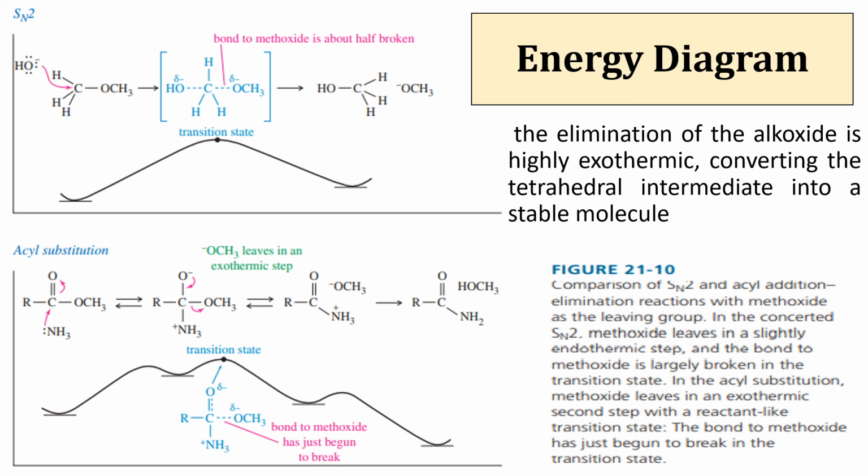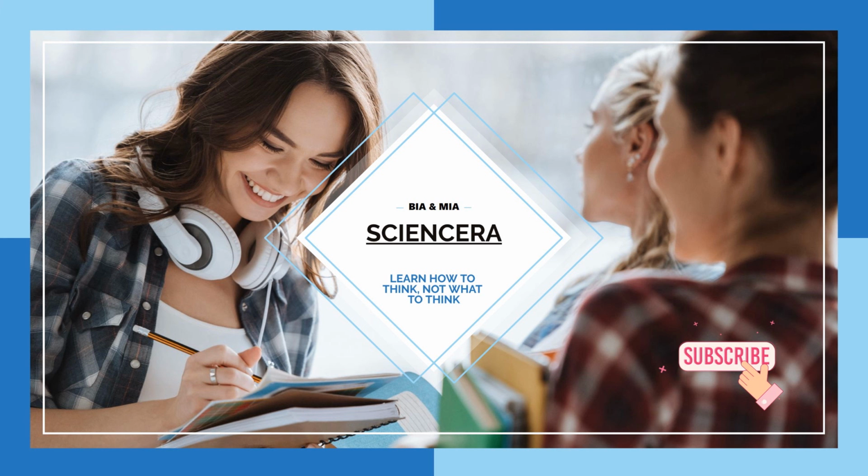Nucleophilic acyl substitution is our first example of a reaction with a strong base as a leaving group. We will see many additional examples of such reactions. In general, a strong base may serve as a leaving group if it leaves in a highly exothermic step, usually converting an unstable negatively charged intermediate to a stable molecule. This brings us to the end of the carboxylic acid derivative chapter.